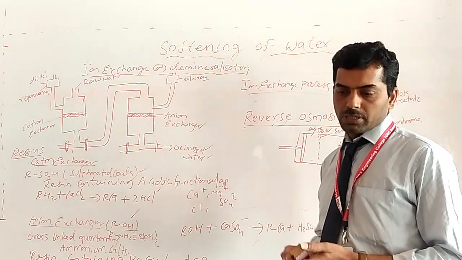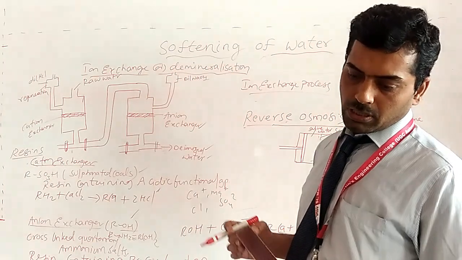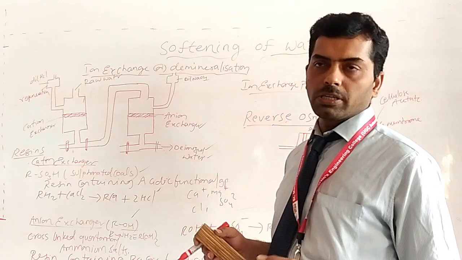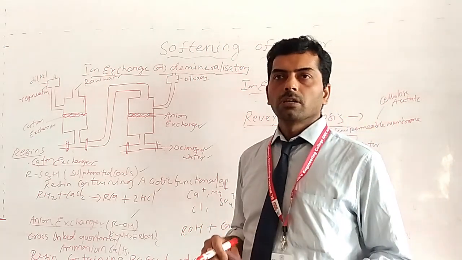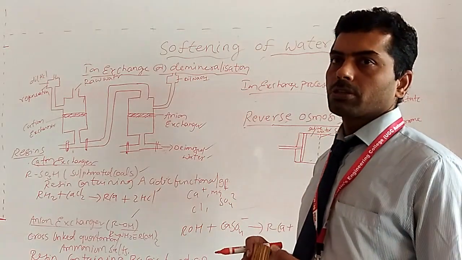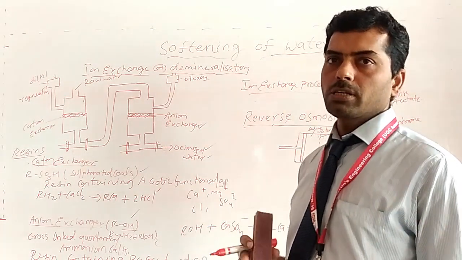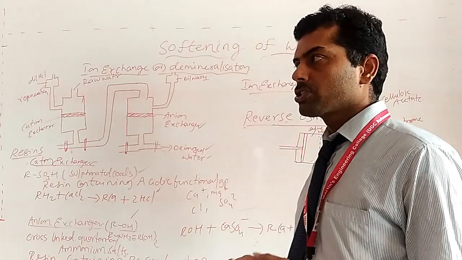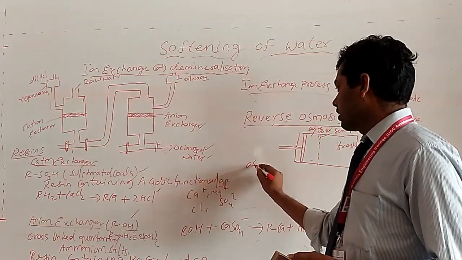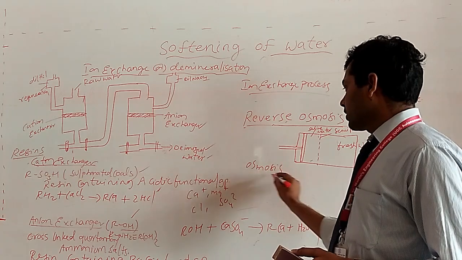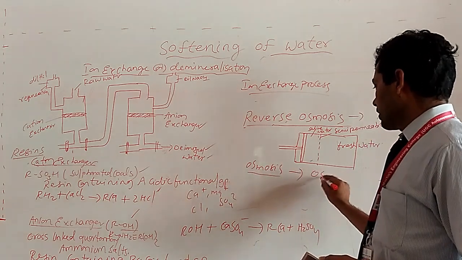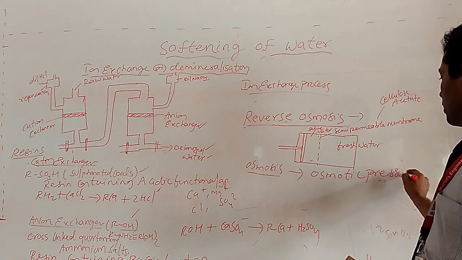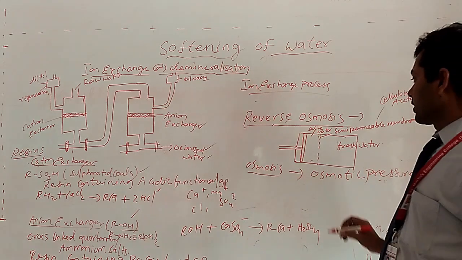We should know the basic principle involved in this. So, osmosis. What is meant by general osmosis? Osmosis is the movement of the solvent from lower concentration to higher concentration. The movement of a solvent from lower concentration to higher concentration is known as general osmosis. In this movement there is a creation of osmotic pressure.